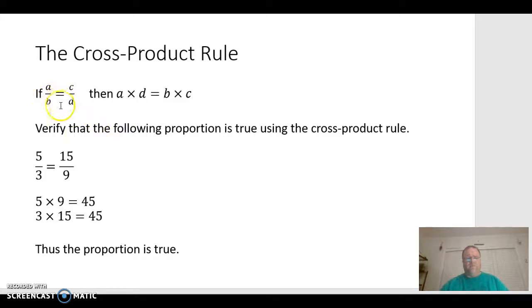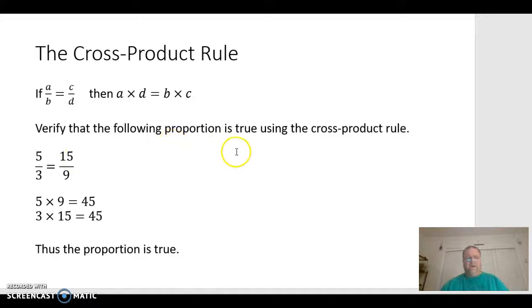So if we have two ratios that are equal to each other, then if we take the diagonal product, A times D, that's going to have to equal B times C. And this is a really useful procedure for us to be able to use, because we're going to solve a whole lot of different problems using this cross product rule. So make sure that you're real familiar with it and you look at some of the examples in the book and the homework, and if you have any questions, let me know.